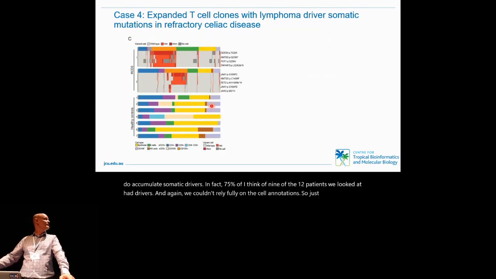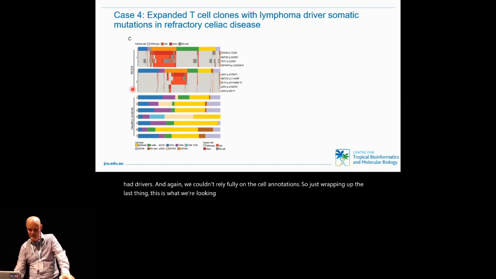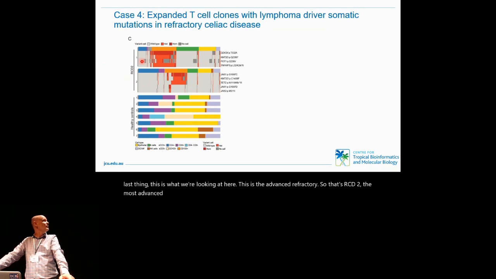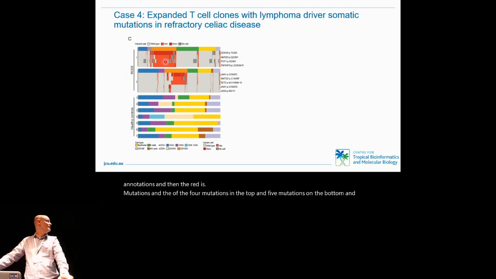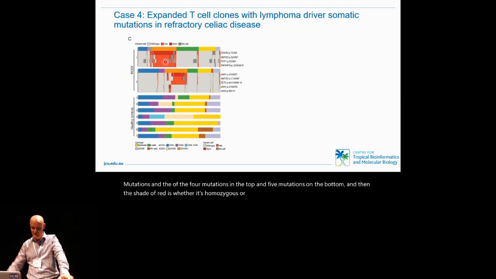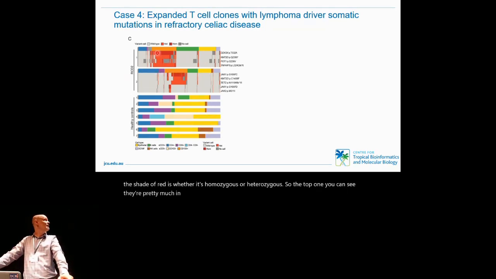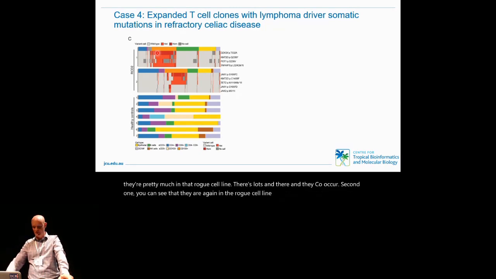So just wrapping up, this is what we're looking at here. This is the advanced refractory, RCD2, the most advanced form of it. The bars at the top are the cell type annotations, and the red is the mutations, of the 4 mutations in the top and 5 mutations on the bottom, and the shade of red is whether it's homozygous or heterozygous. The top one, you can see they're pretty much in that rogue cell line. There's lots, and they co-occur. In the second one, they are again in the rogue cell line, but they don't co-occur. There are 2 different mutation pathways occurring there.